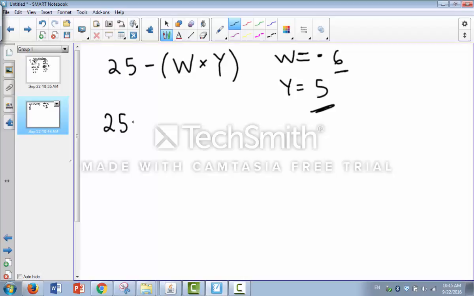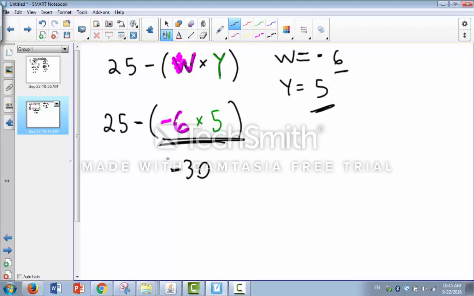Going to rewrite the question. And instead of w, oops, I meant to highlight it. Instead of w, we're going to put negative 6. Wow, I didn't mean for that to happen. So w turns into negative 6. And our y here turns into 5. We do that first because multiplication comes before subtraction, and brackets you have to do first.